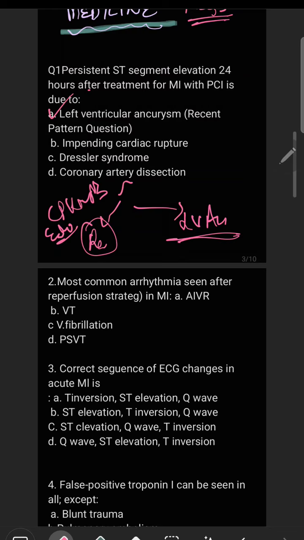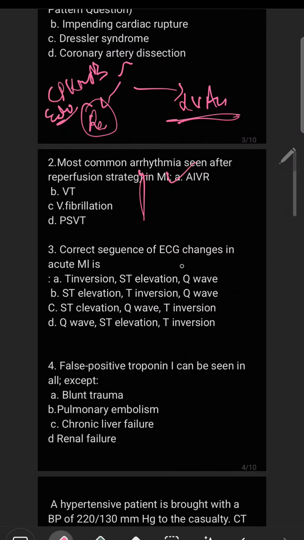The most common arrhythmia seen after MI, after a reperfusion strategy in MI, is AIVR, which tells about reperfusion injury, and it's a good sign. Correct sequence of ECG changes in acute MI: firstly, there should be ST elevation, then T wave inversion, and then the pathological Q wave changes occur. So the answer to this question is option B.